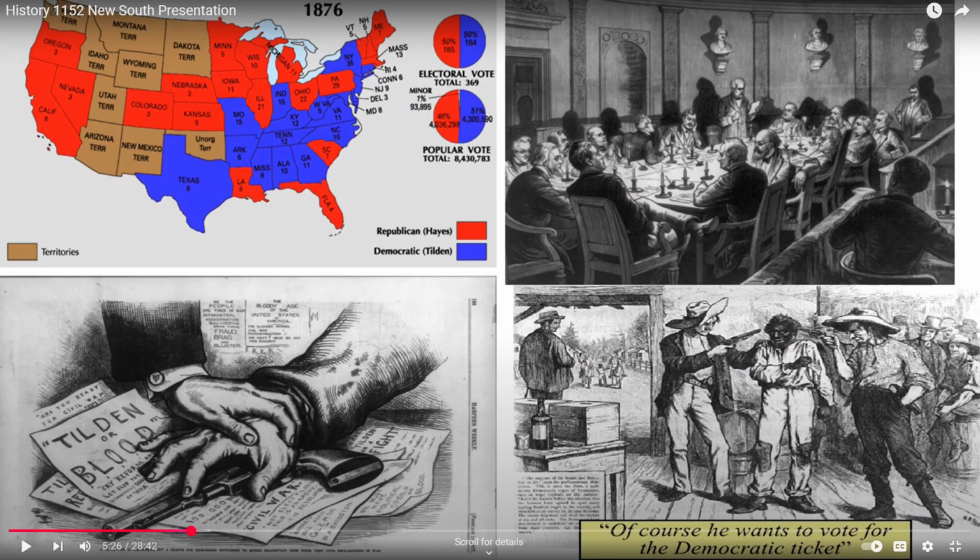In exchange, Hayes will withdraw the last U.S. Army troops from the South. Reconstruction will be completely over by 1877. Again, the election takes place in 76. They're negotiating into early 1877 when Hayes then is inaugurated as president.